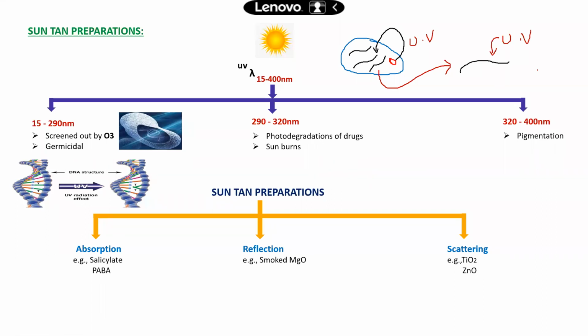Tell me, what is the UV region of sunlight? Okay, this is sunlight. Once the sunlight comes from the sun surface, it contains the UV region of 15 to 400 nanometer.